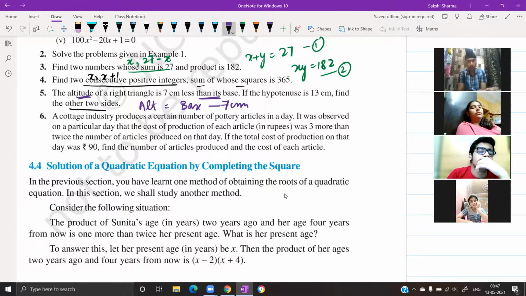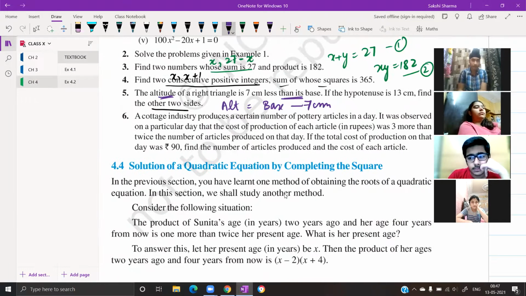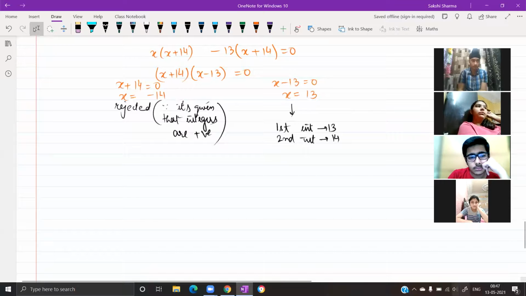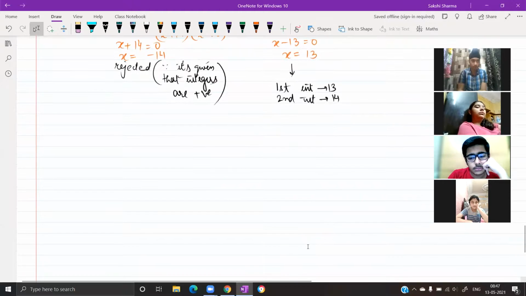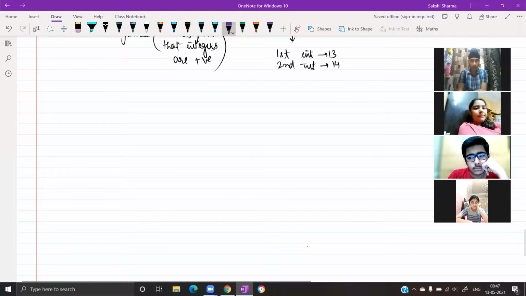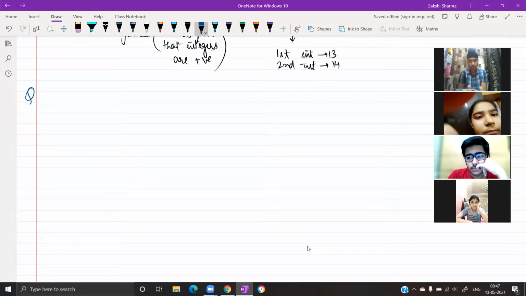Accordingly form your equation. Since nothing else is given to us, only these few things are given. Altitude is 7 centimeters less than the base. Hypotenuse is 13 centimeters. To form the equation, you have to think of something on your own. Pythagoras theorem. Tanveer, beta, can you tell us what is the result for the Pythagoras theorem?